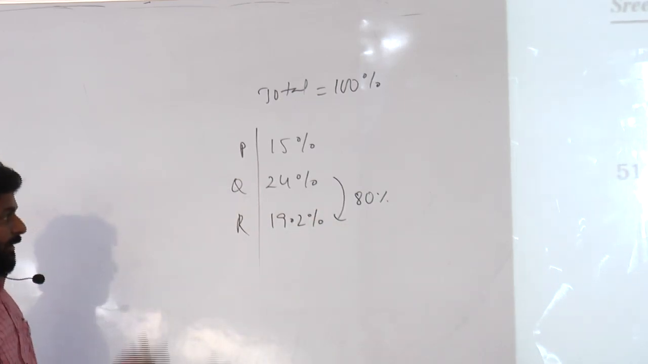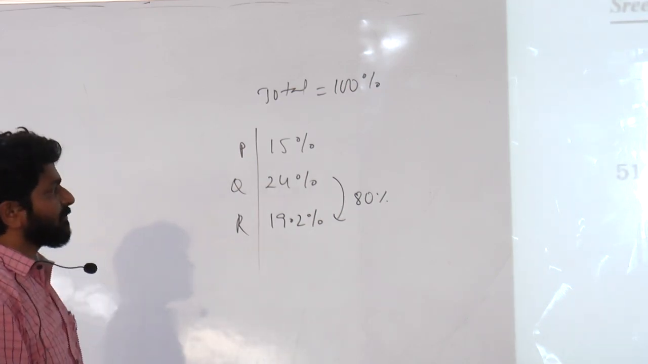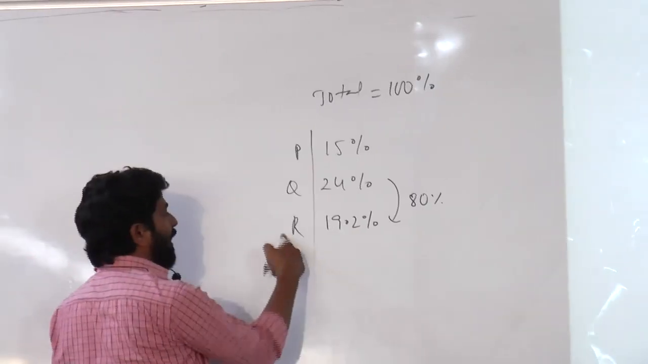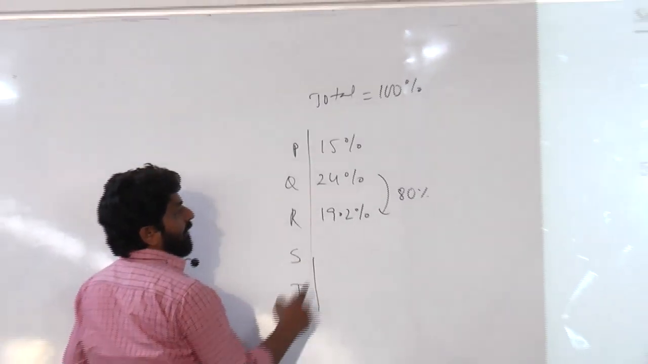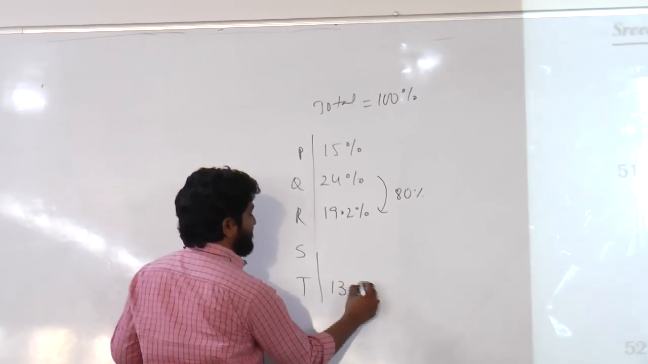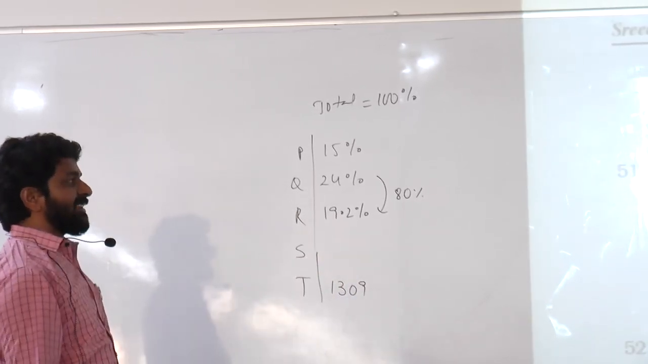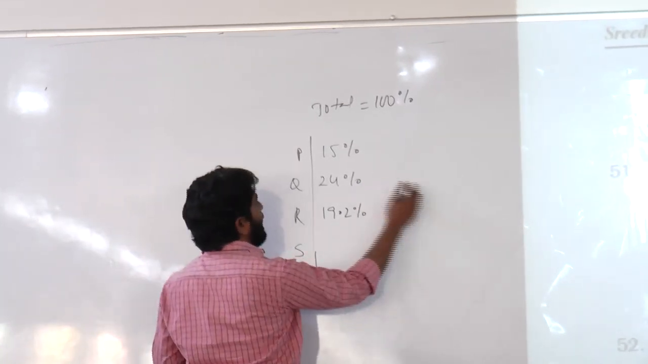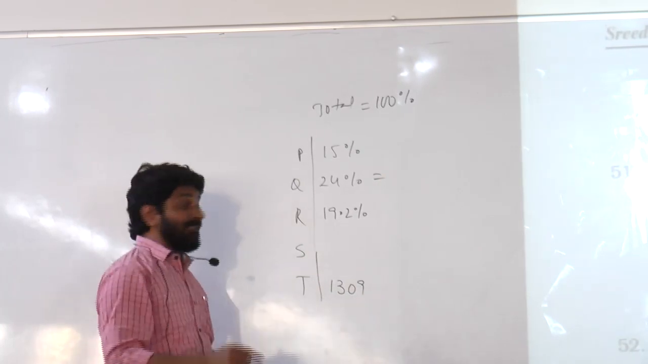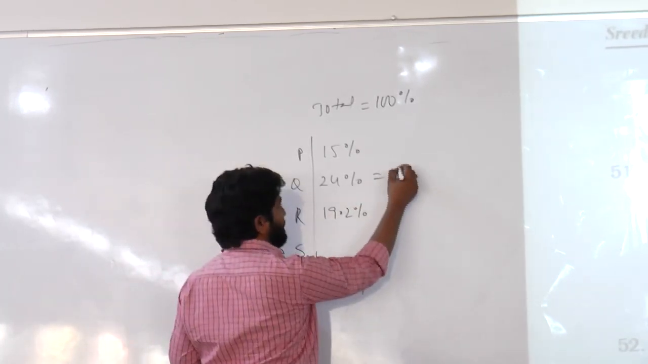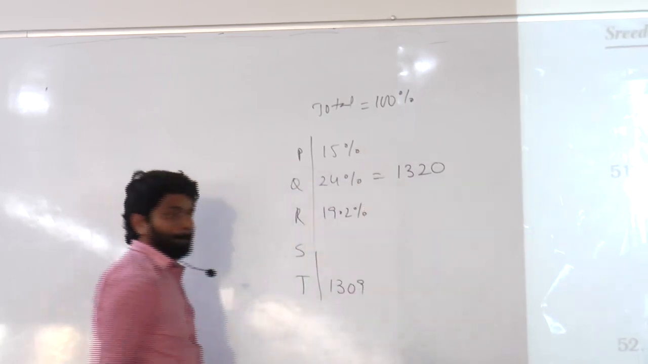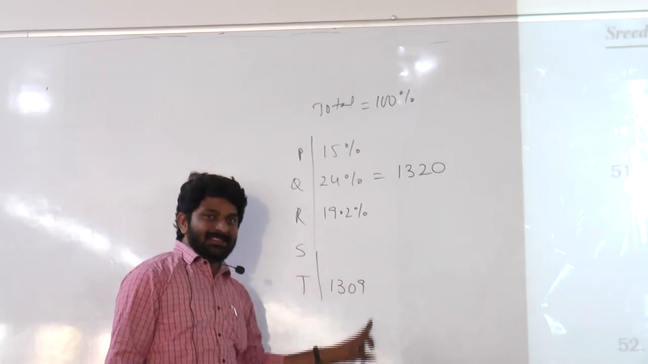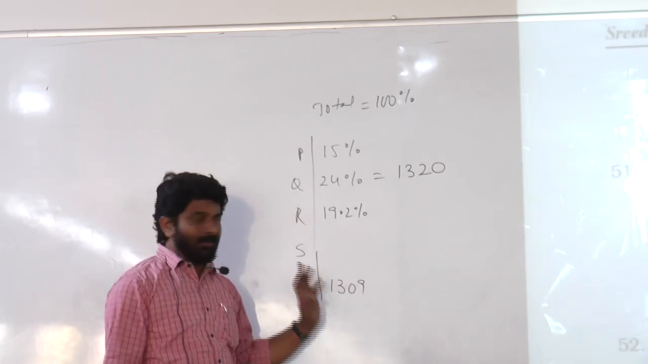Okay? Next. The number of students in college T is 1309. P, Q, R, S and then T. From T we have 1309, which is 11 less than the number of students in college Q. 1309 is 11 less than this number. So this number must be 1320. Then only 1309 will be 11 less than this, right? Yes or no?